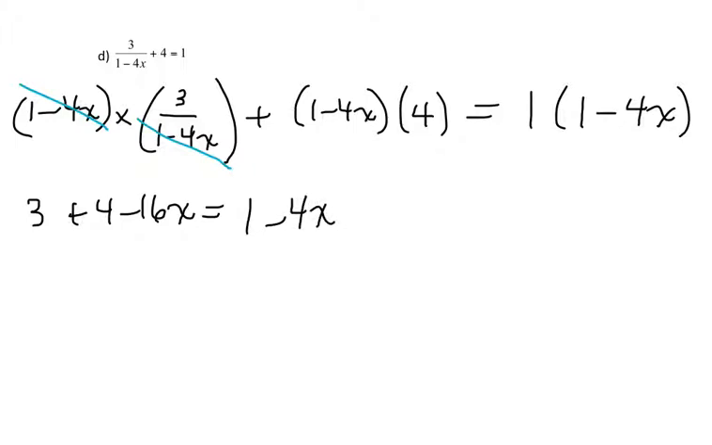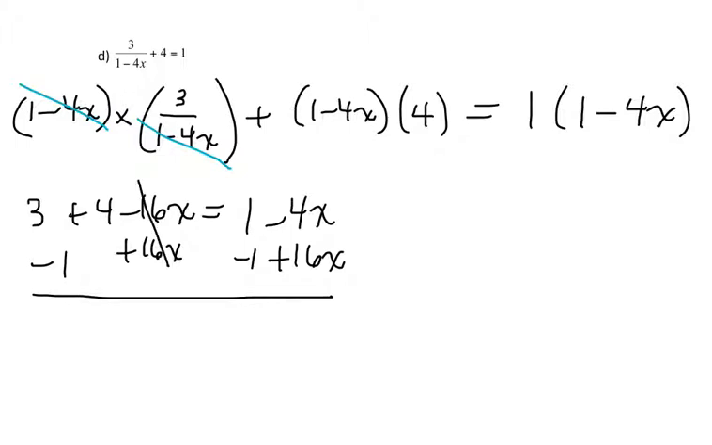minus 4x. So I'm going to add 16x, subtract 1. Ooh, look, I have like terms. Even with my like terms, I can put them all together with that minus 1. So these cancel. 3 plus 4 is 7. 7 minus 1 is 6 equals 1 minus 1 cancels. Negative 4 plus 16 is 12x. Divide by 12. x is 1/2.